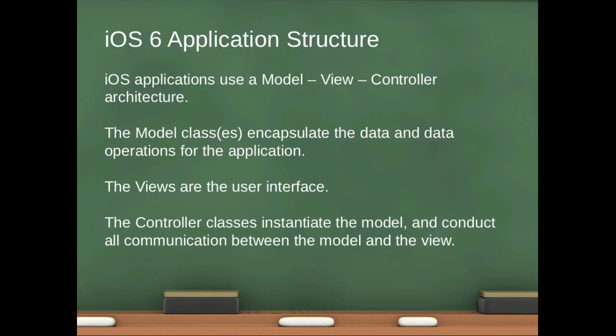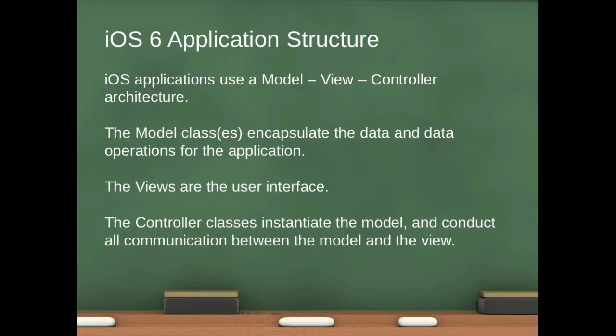So the overall application structure of an iOS 6 application is a design pattern that we refer to as Model View Controller. This is a three-part design pattern, and the model, view, and controller have to do with the classes that make up the overall architecture of the application. The model classes will encapsulate the data and operations on that data for the application, all of it. So really, the model is what the application is.